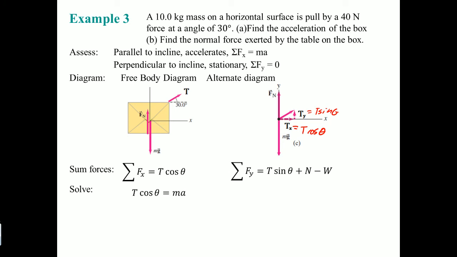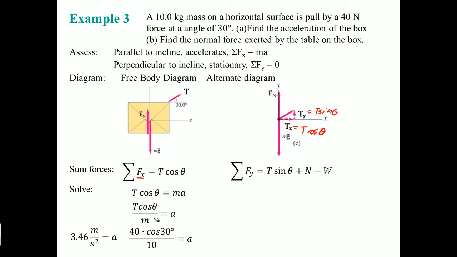So let's solve for acceleration. We said that the summation of F equals ma, so you plug it in here. So ma is equal to T cosine theta. Divide by m on both sides, you get a. So a equals 40 times cosine theta, divided by 10. So that is the acceleration. It's roughly 3.46 meters per second squared.